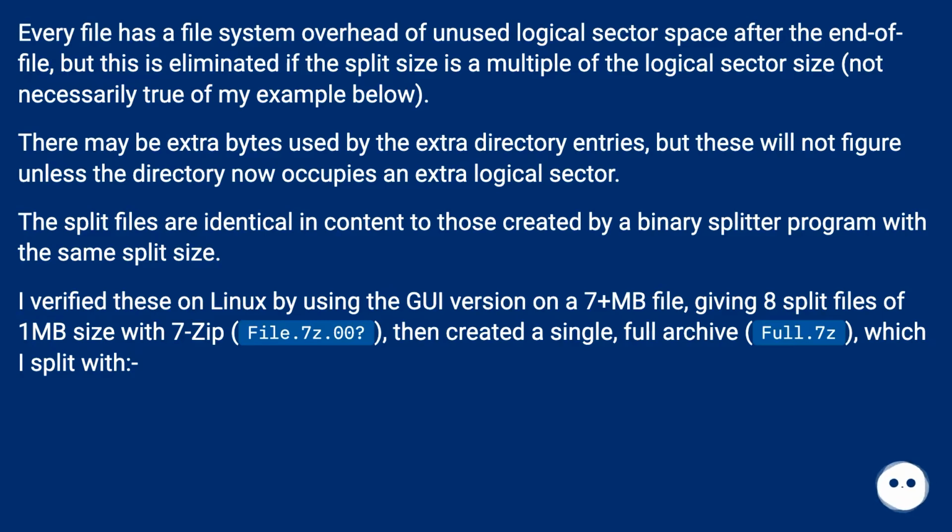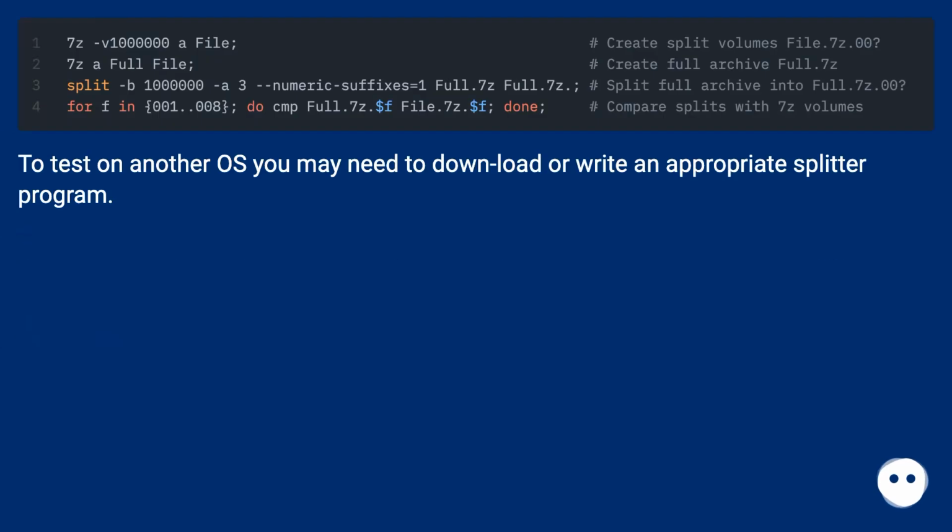The split files are identical in content to those created by a binary splitter program with the same split size. I verified these on Linux by using the GUI version on a 7+ MB file, giving 8 split files of 1 MB size with 7-zip, file.7z00?, then created a single, full archive, full.7z, which I split with. To test on another OS, you may need to download or write an appropriate splitter program.